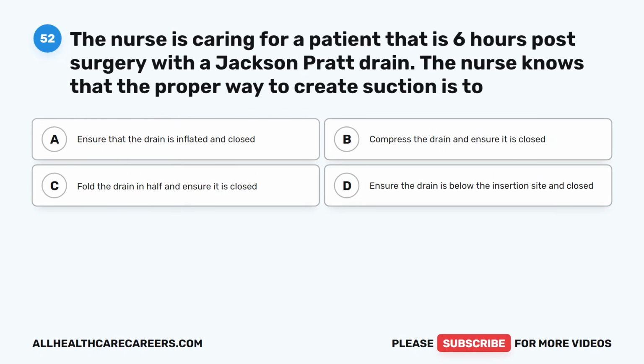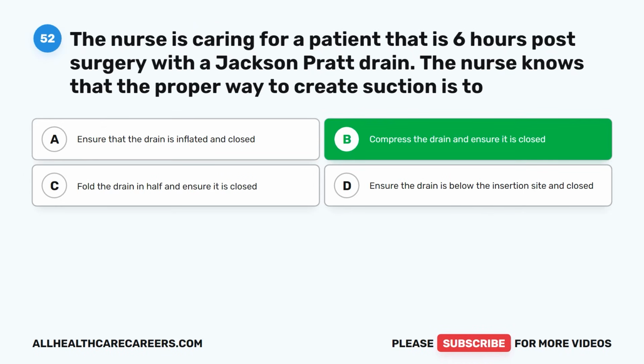Question 52. The nurse is caring for a patient that is 6 hours post-surgery with a Jackson Pratt drain. The nurse knows that the proper way to create suction is to A. Ensure that the drain is inflated and closed. B. Compress the drain and ensure it is closed. C. Fold the drain in half and ensure it is closed. D. Ensure the drain is below the insertion site and closed. The correct answer is B.